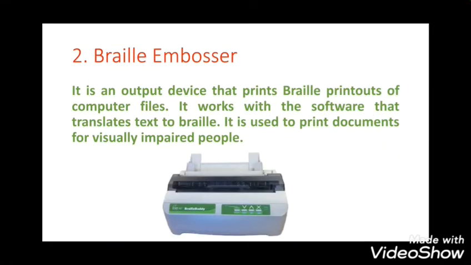Second output device is braille embosser. It is an output device that prints braille printouts, pattern of raised dots of the computer files. It works with a software that translates text into braille. It is used to print documents for visually impaired people. It is a device that can generate printed material using the braille writing system for blind and visually impaired users.